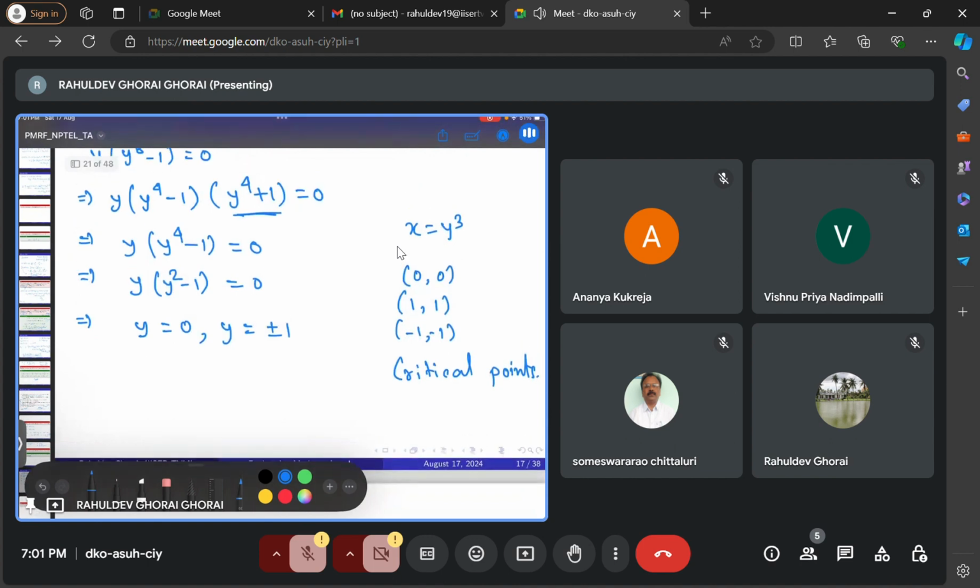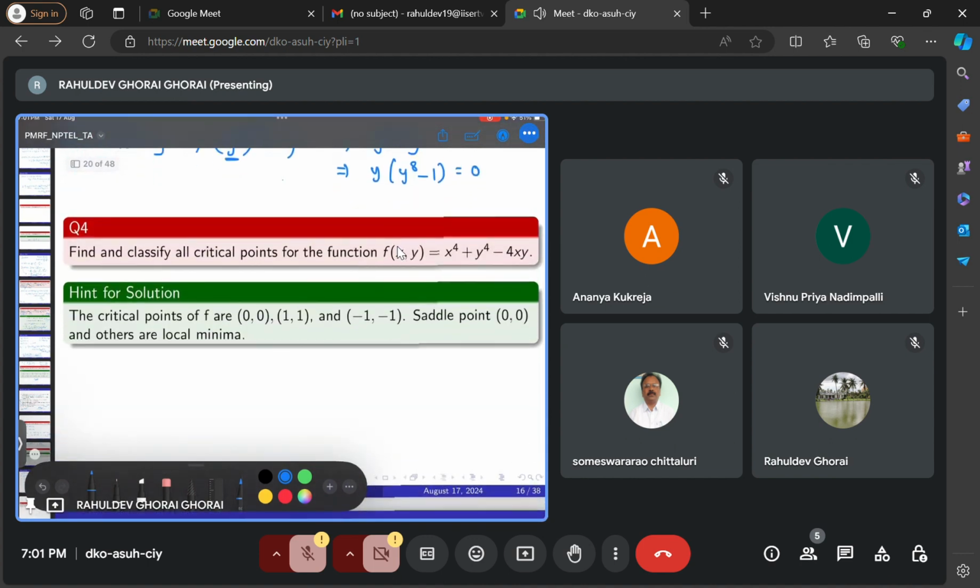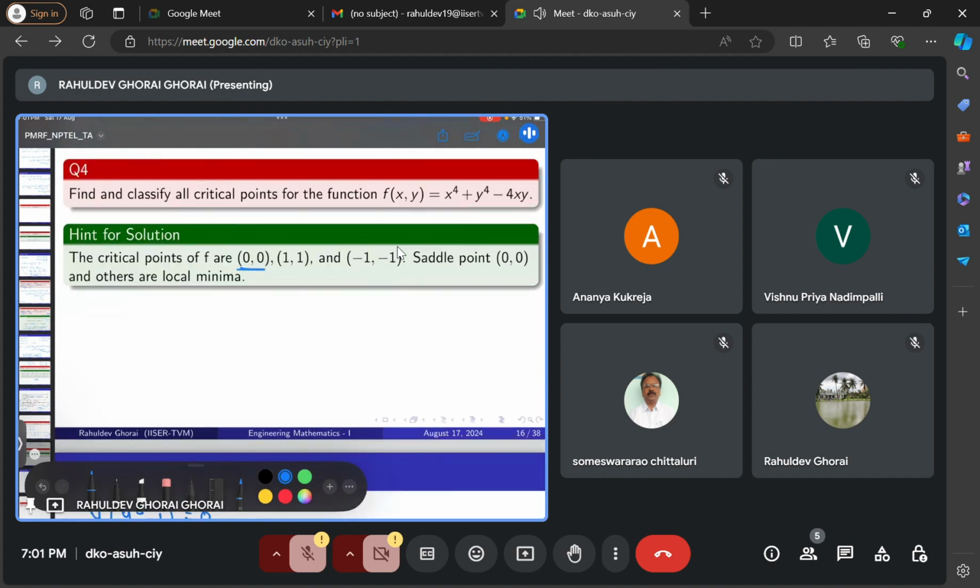Okay. So once you find out these critical points, now you have to show that, see, that's what we got: (0, 0), (1, 1), and (minus 1, minus 1) are critical points. Now we have to show that at these critical points, which one of them has maxima, which one will be minima, which one will be saddle points, and all. Okay. So what will be the second derivatives?